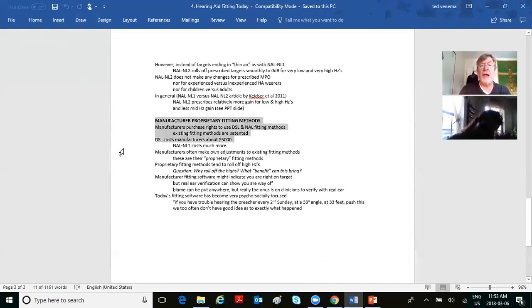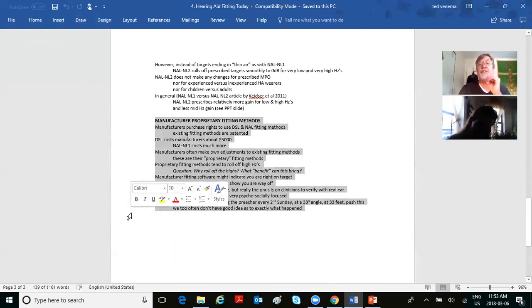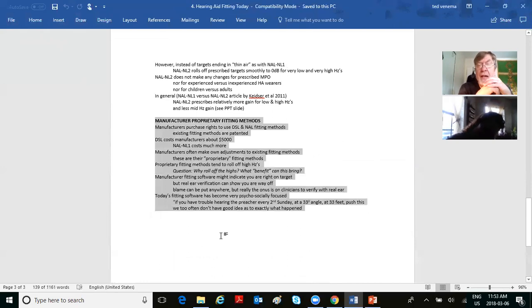Now look at your manufacturer proprietary methods. Look what I'm highlighting there. Manufacturer proprietary fitting methods should generally be avoided. You will see them on the software, but try not to go with those. They tend to be weaker than DSL-5 and weaker than NAL-2. They roll off high frequencies like crazy.